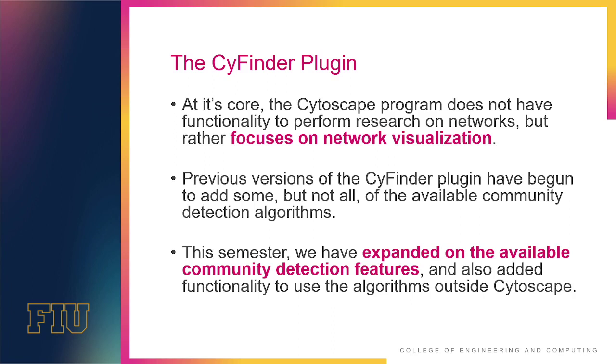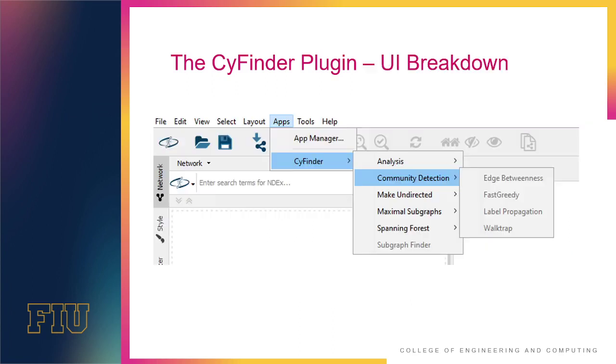In the next image, we are going to be seeing a UI breakdown. After importing CyFinder into Cytoscape, it gets added to the apps dropdown, and as you can see here in the community detections, it adds the algorithms that we created. Three of them here are from the prior class, and label propagation, as you can see. So this is an example of the process of adding the new algorithms to a UI.